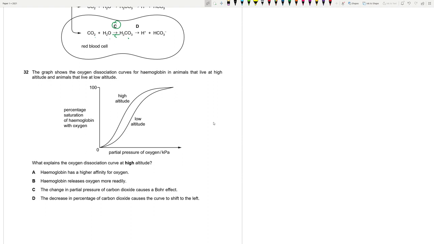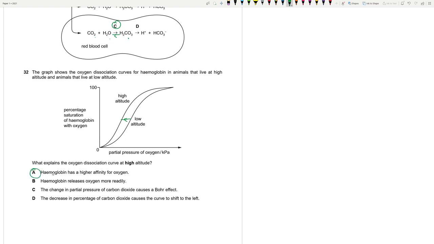When does the curve shift to the right? The Bohr shift, right? The curve shifts to the right when there's higher carbon dioxide concentration. That means affinity for oxygen decreases. Hemoglobin's affinity for oxygen decreases if the curve shifts to the right. So when will the curve shift to the left? When affinity for oxygen increases.